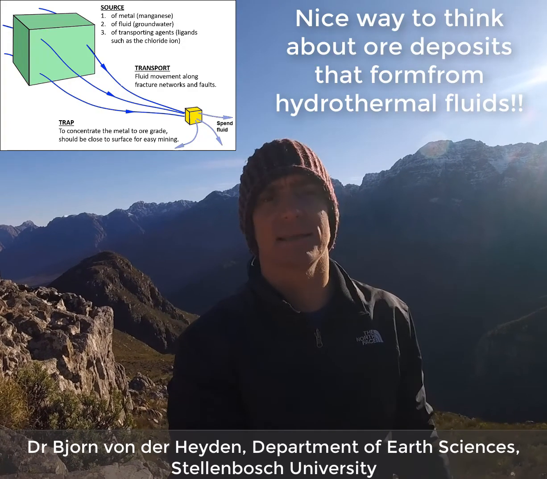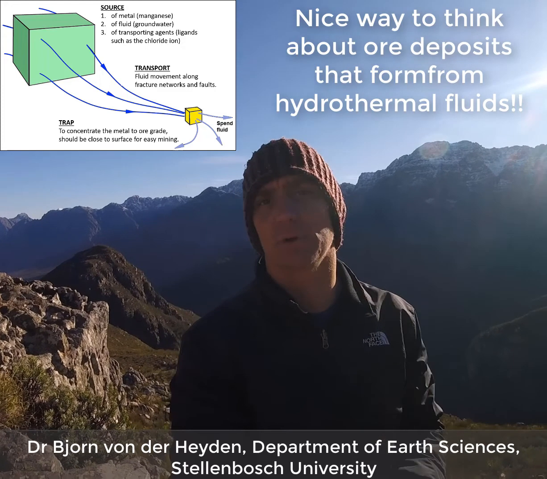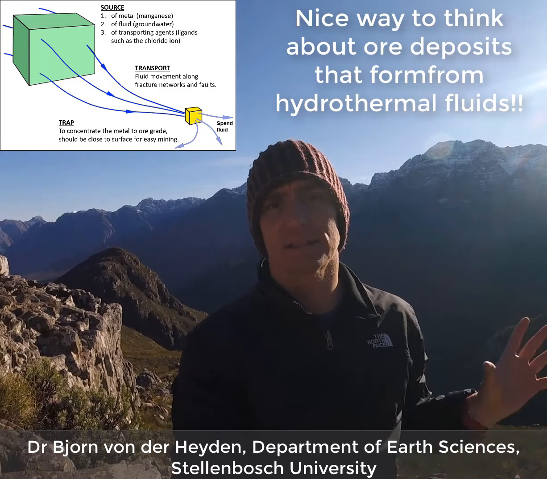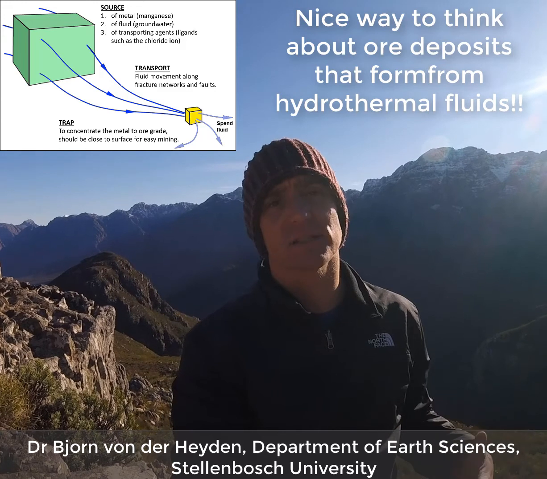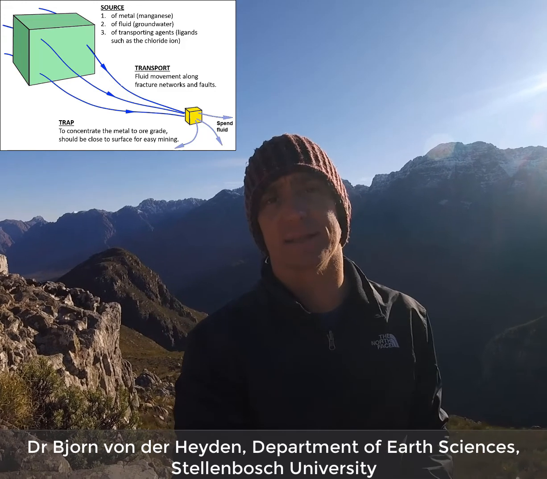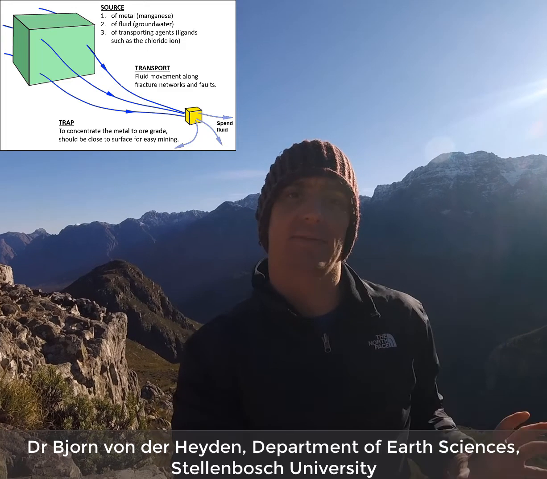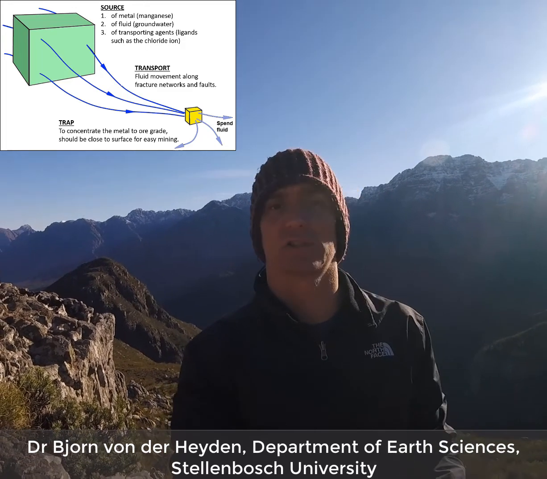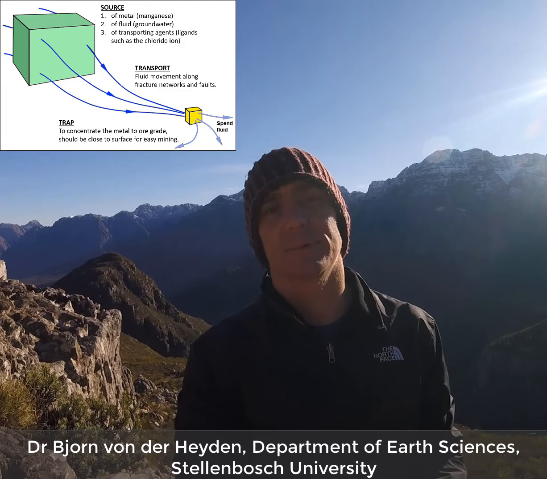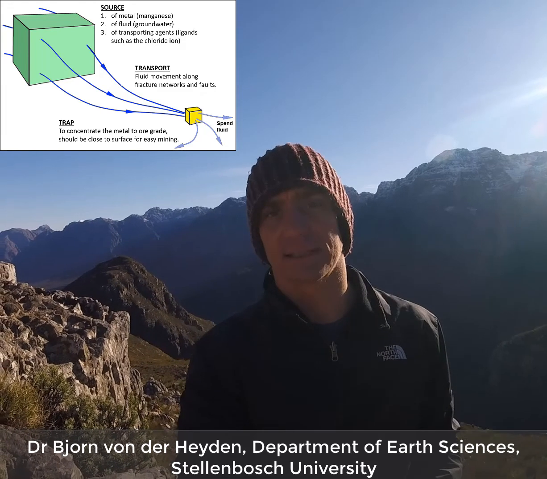We want to think about these things in terms of a source transport trap model. That is to say, what is the source of the metals? What is the source of the fluids that then transport those metals? How does it transport through some sort of structural conduit? And then finally, how do we find a nicely constrained trap site which can precipitate these manganese minerals in a high enough concentration to make it mineable?